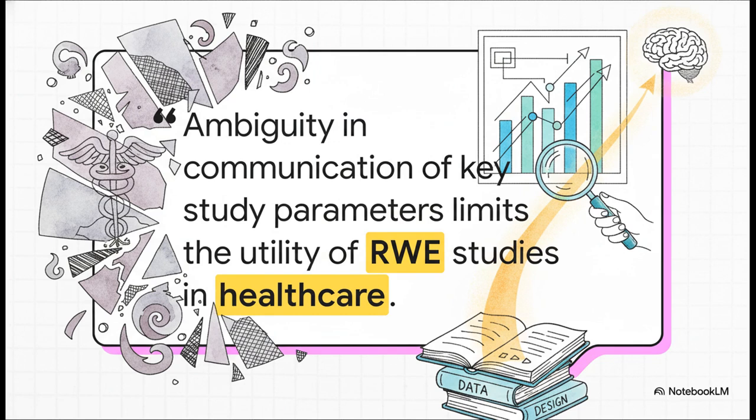So what's the big problem here? Well, the task force put it perfectly in their report. They said ambiguity in communication of key study parameters limits the utility of real-world evidence studies in healthcare decision-making. In other words, when studies are fuzzy or unclear about their methods, their data, or their analysis, they just aren't as useful for making those critical real-world healthcare decisions, and that's a massive issue.